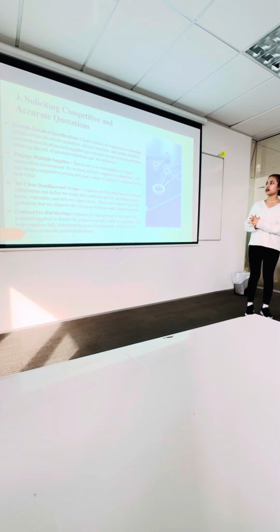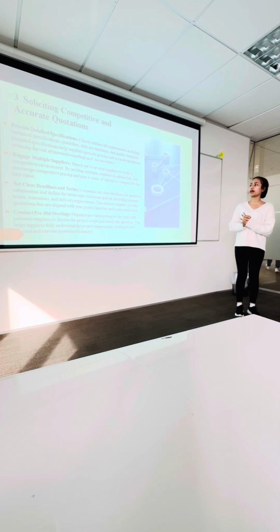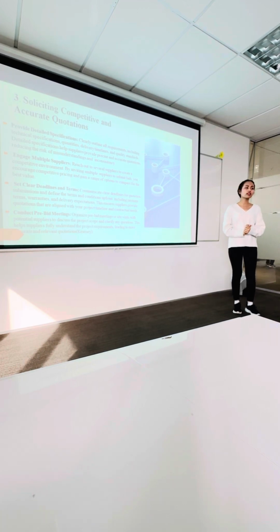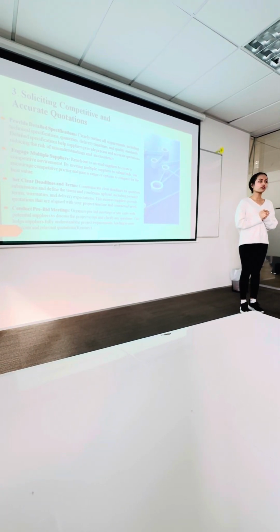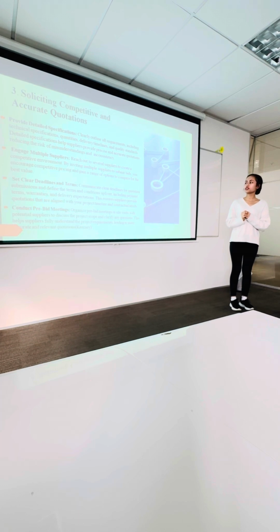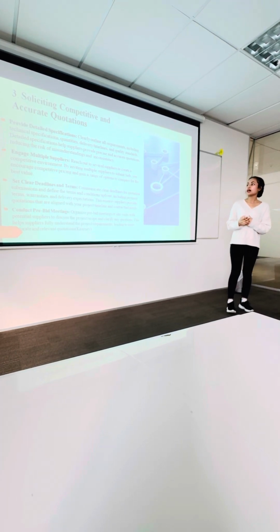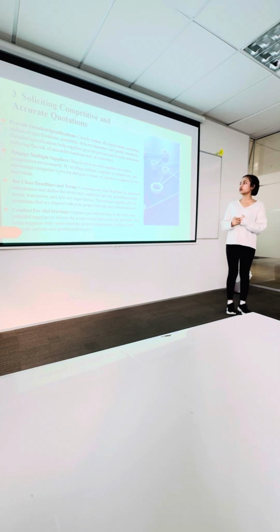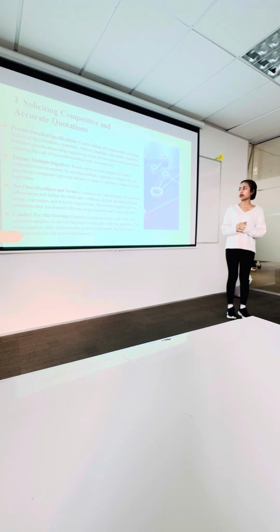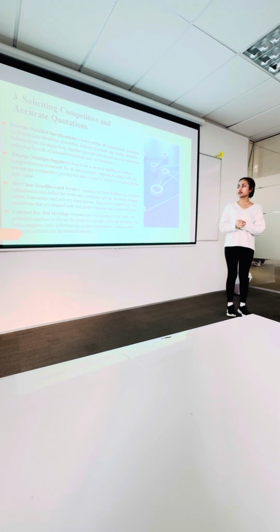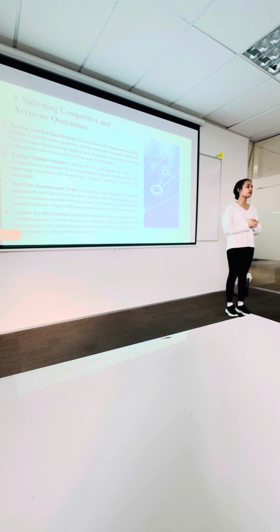Going towards the second one, soliciting competitive and accurate quotations. First, providing detailed specifications. Clearly outline all the requirements, including technical specifications, quantities, delivery timelines, and quality standards. Detailed specifications help suppliers provide precise and accurate quotations, reducing the risk of misunderstanding and inconsistency. Then engaging multiple suppliers, reaching out to several suppliers to create a competitive environment. By inviting multiple suppliers to submit bids, we can encourage competitive pricing and gain a range of options to compare for the best value.